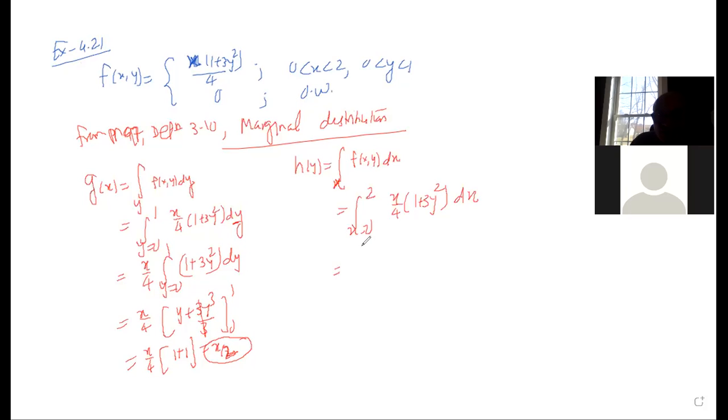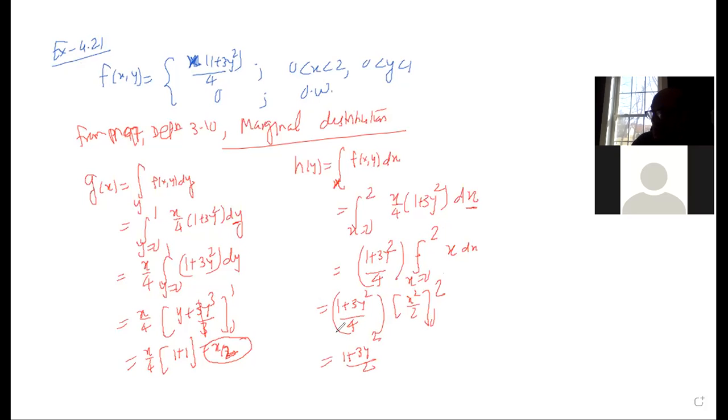Here, with respect to x, 1 plus 3y square is constant. You can pull it out, and under the integral sign you have x from 0 to 2 of x dx. Then that is equal to 1 plus 3y square divided by 4, and here it is x square by 2 from 0 to 2. 2 square is 4 divided by 2 is 2. So you're going to get 1 plus 3y square divided by 2.